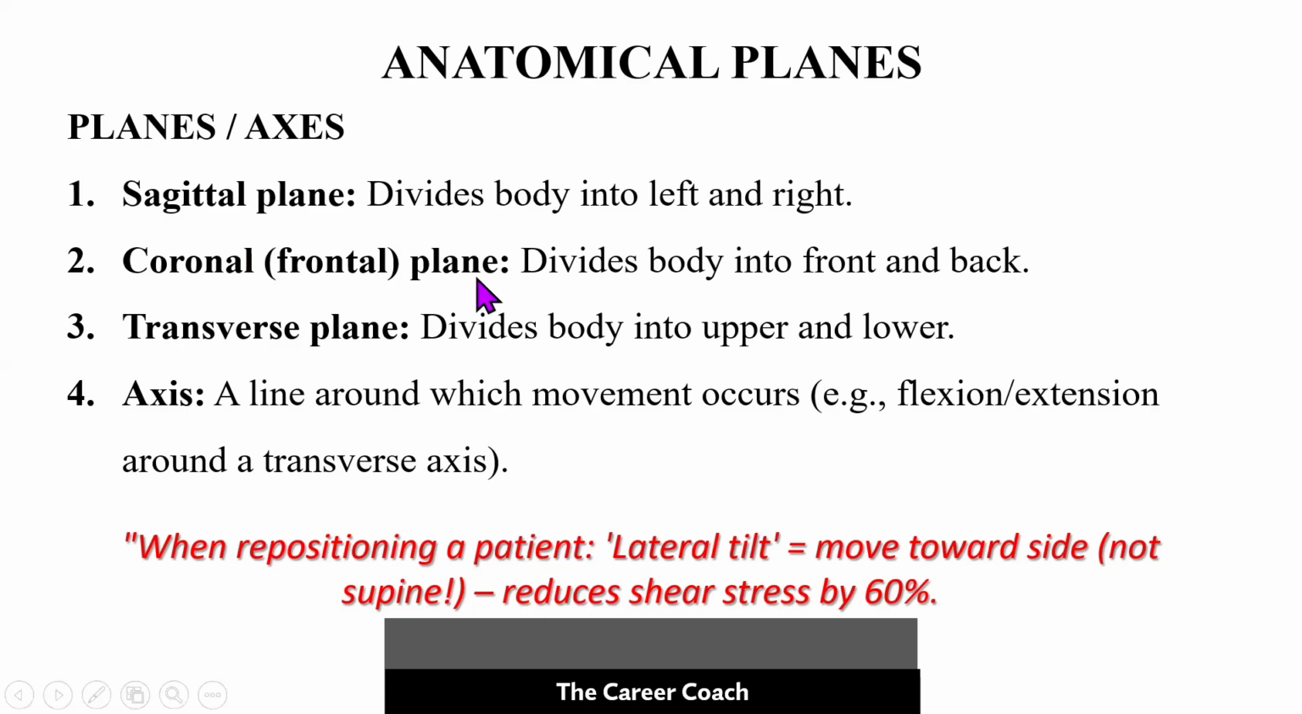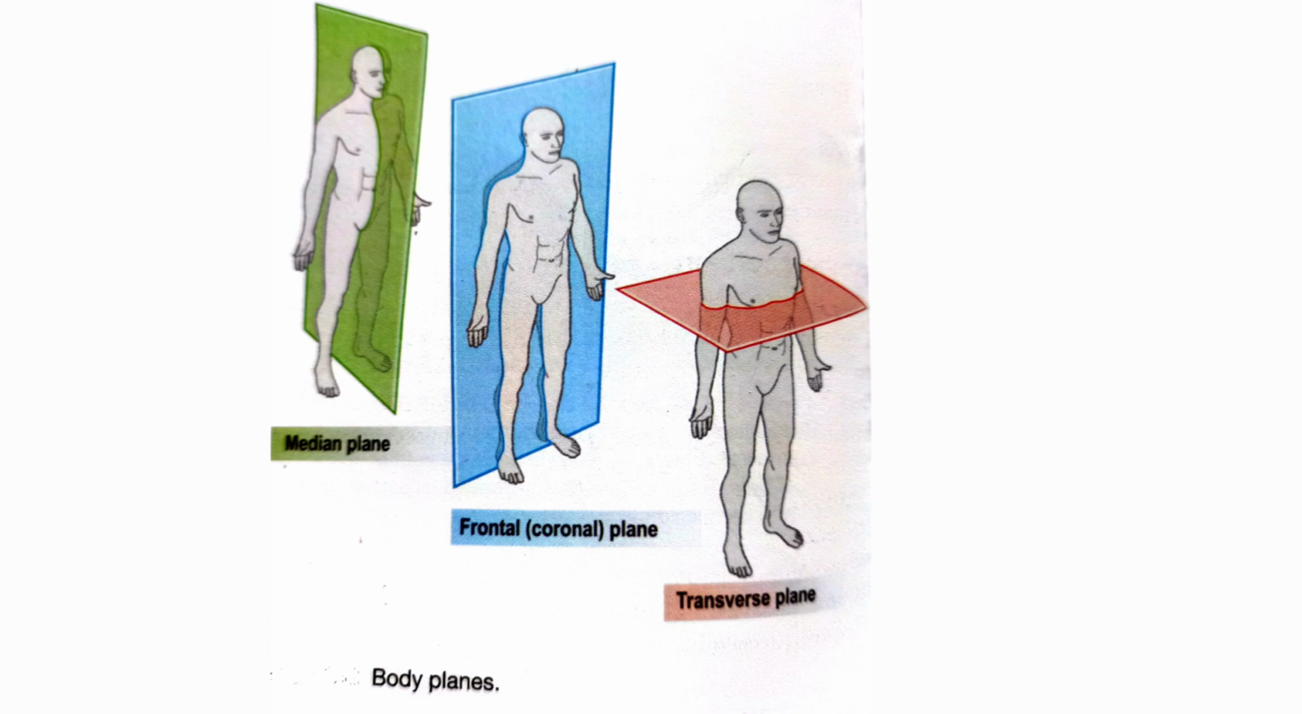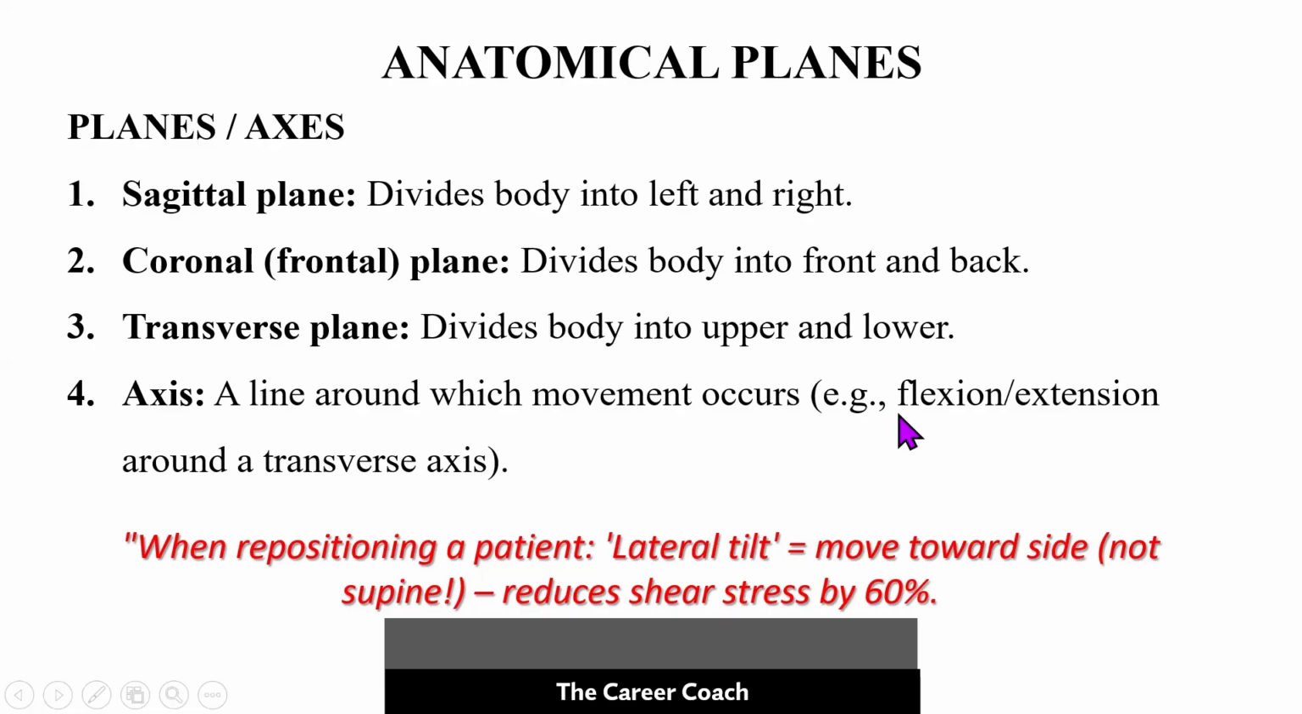Coronal or frontal axis divides the body into front and back. Third, the transverse plane divides the body into upper and lower parts. An axis is a line around which movement occurs, for example flexion and extension around a transverse axis. Take note of this. When repositioning a patient, ensure lateral tilt, and that means you should move the patient towards the side, not onto the spine. This will reduce shear stress by 60%, leading to the prevention of decubitus ulcers.